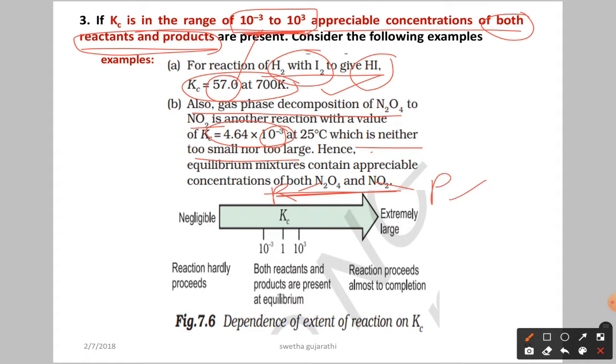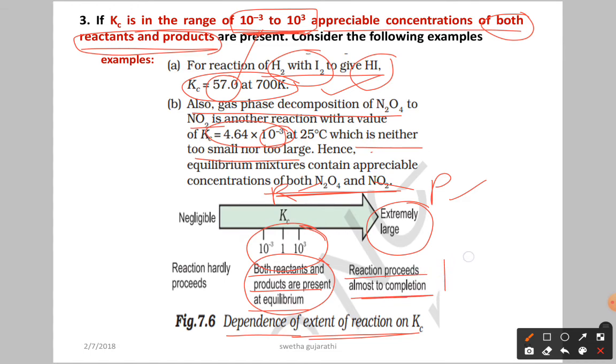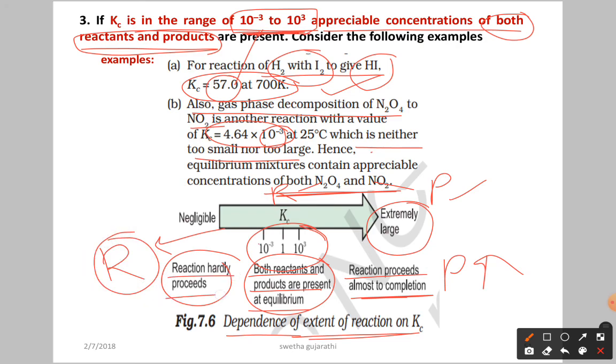Now let us see the dependence of the extent of reaction on Kc. Already we discussed: if the value is between 10 to the power of minus 3 and 10 to the power of 3, we have both reactant and product present at equilibrium. If it is greater than 10 to the power of 3, the reaction proceeds almost to completion, meaning products are more. If it is less than 10 to the power of minus 3, reactants are more predominant and the reaction hardly proceeds. Okay, so based on the K value you can tell the extent of reaction.